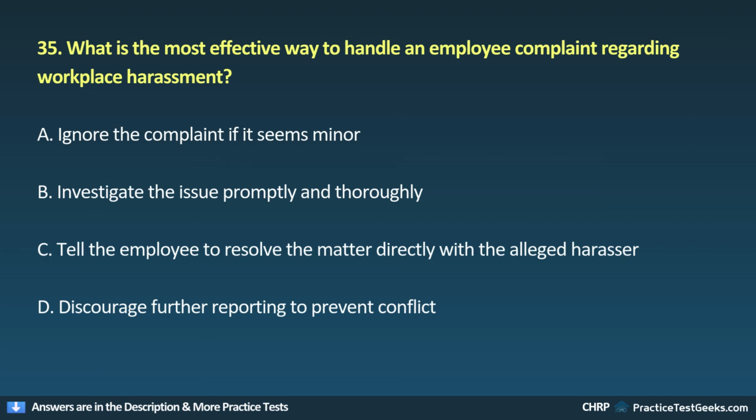35. What is the most effective way to handle an employee complaint regarding workplace harassment? A. Ignore the complaint if it seems minor. B. Investigate the issue promptly and thoroughly. C. Tell the employee to resolve the matter directly with the alleged harasser. D. Discourage further reporting to prevent conflict.